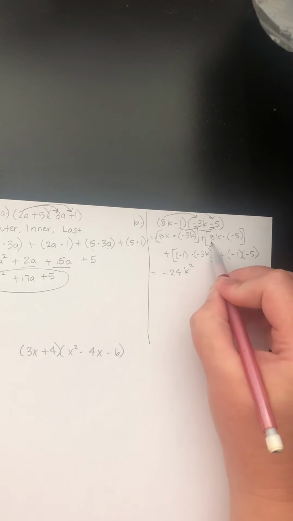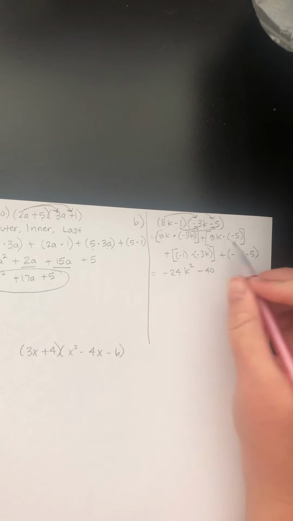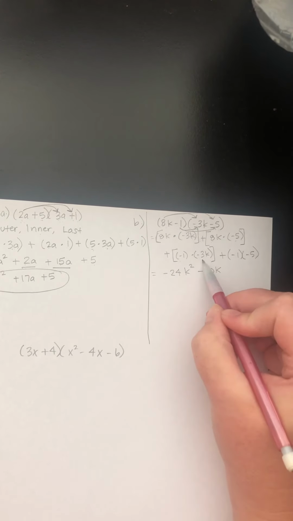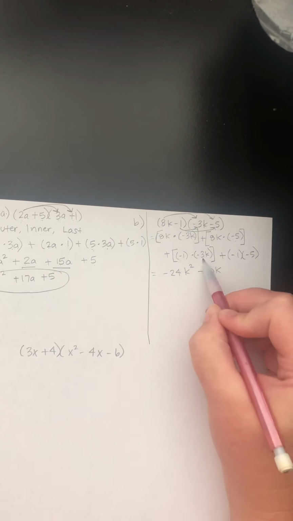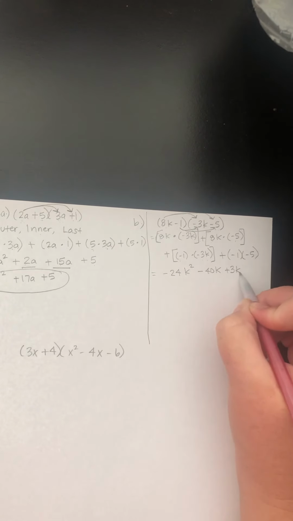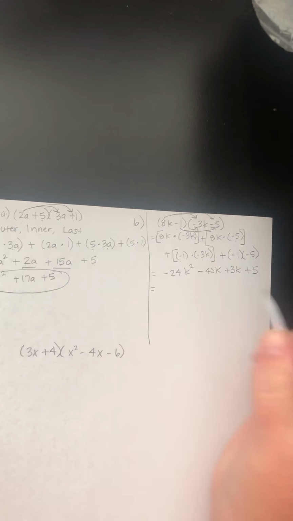8k times negative 5, our coefficients, 8 times negative 5 is going to make it a negative 40 because here's a positive out here, and then we just have 1k. Negative 1 times negative 3k, multiply our coefficients, it's going to be plus 3, and we just have 1k. And then negative 1 times negative 5 is going to be a positive 5. Now all you have to do is add your like terms.